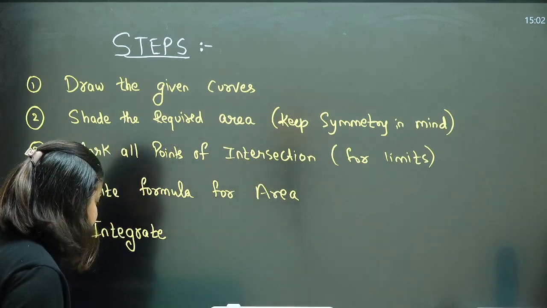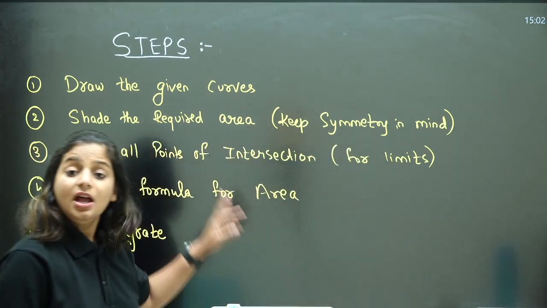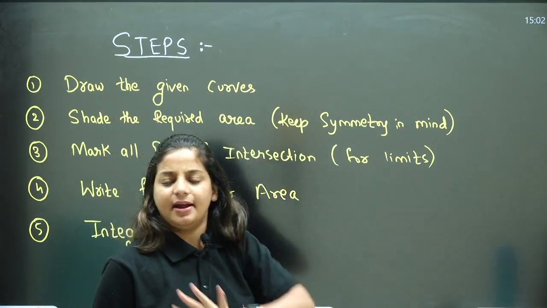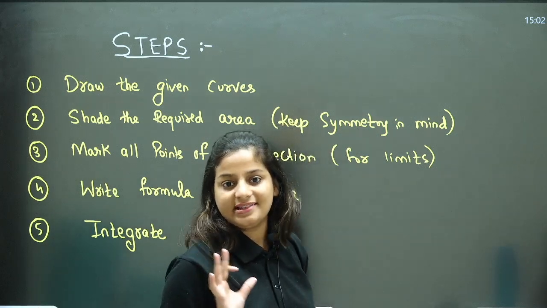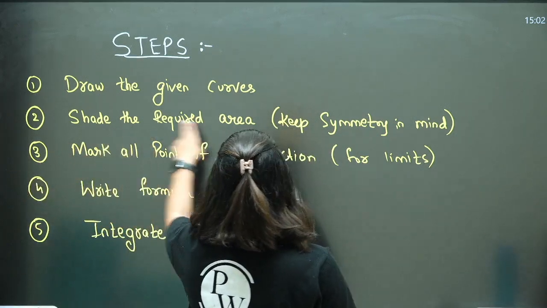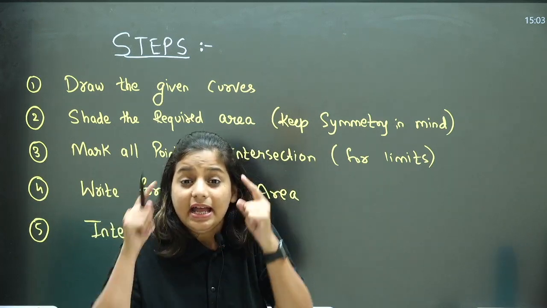The 5 steps that you will be following are: first step, as I said, draw the diagram. Whatever question is given, draw that curve on the x and y axis. Second, shade the required area. Now, which area are you going to calculate? Need to shade that. Keep symmetry in mind.